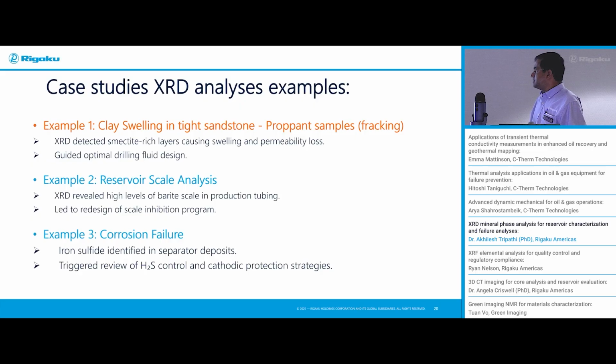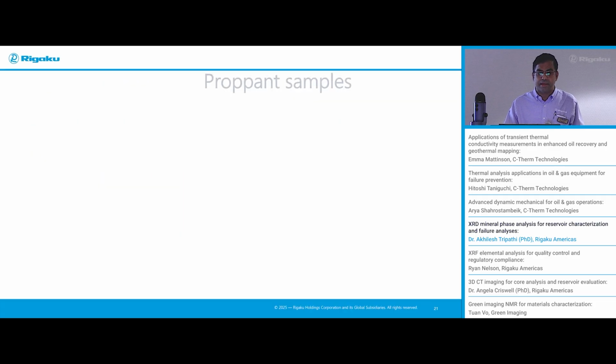There are two other cases where we can use, for example, templates. Reservoir scale analysis, which I showed you in the previous example: XRD reveals high levels of barite scale in production tubing and leads to redesign of the scale inhibition program. Or case 3 could be corrosion failure. Iron sulfide identified in separator deposits triggered H2S, hydrogen sulfide, control and cathodic protection strategies. So let's go into the first one, which I said I'll go in detail and show you, proppant sample fracking.